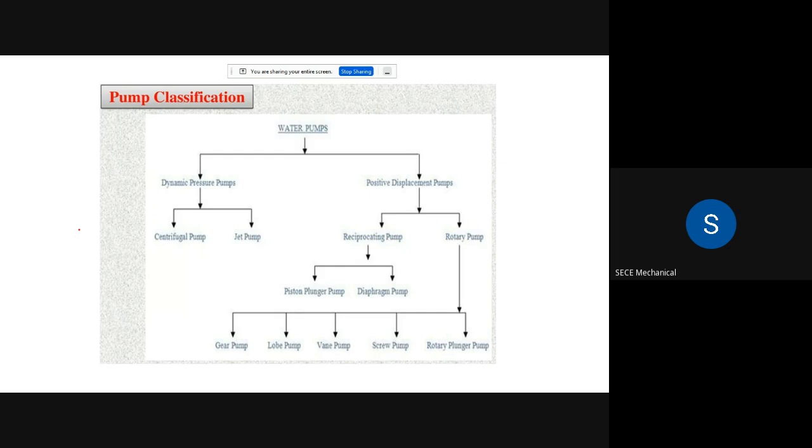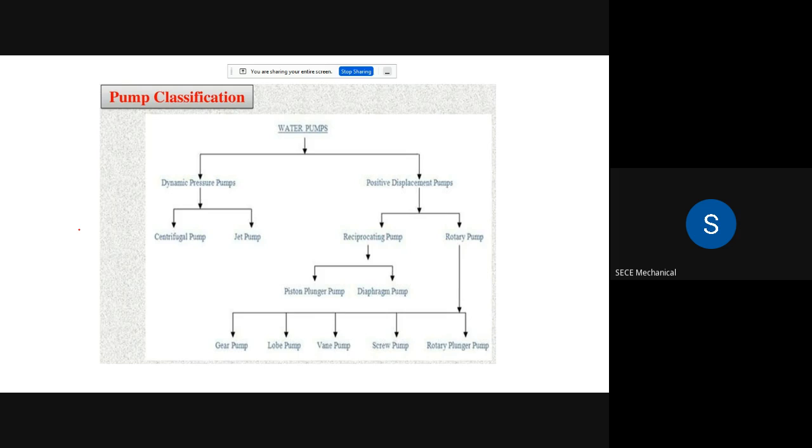In the classification வந்து பார்த்தீங்கன்னா there is the dynamic pressure pump. அதோட sub classification வந்து பார்த்தீங்கன்னா centrifugal pump and jet pumps. We have normally seen our வீட்டில் இருக்கக்கூடிய pumps, mostly all of them are classified as centrifugal pumps. Whereas the second sub classification வந்து பார்த்தீங்கன்னா positive displacement pump: the reciprocating pump, rotary pump, gear, lobe, vane, and screw pump. The screw pump வந்து பார்த்தீங்கன்னா compressors and screw compressors எல்லாம் இருக்கும்.